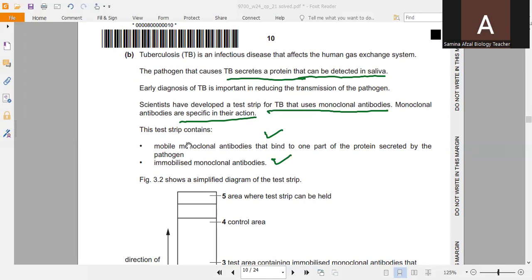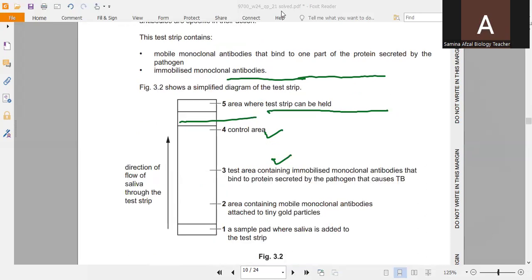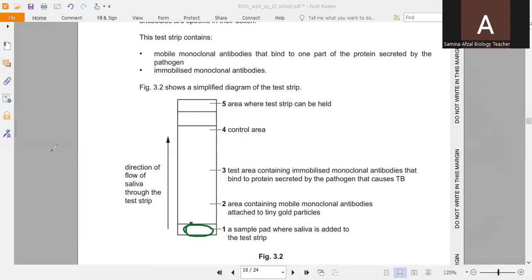Now you can see the test strip shown here, on which 5 different areas have been shown. Number 1 is a sample pad where saliva is added to the test strip. So saliva will be added here, and then the area containing mobile monoclonal antibodies attached to tiny gold particles.